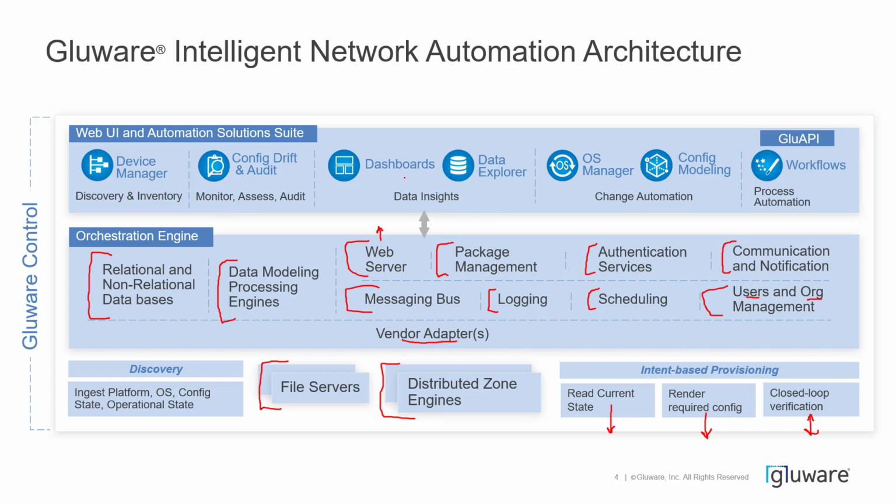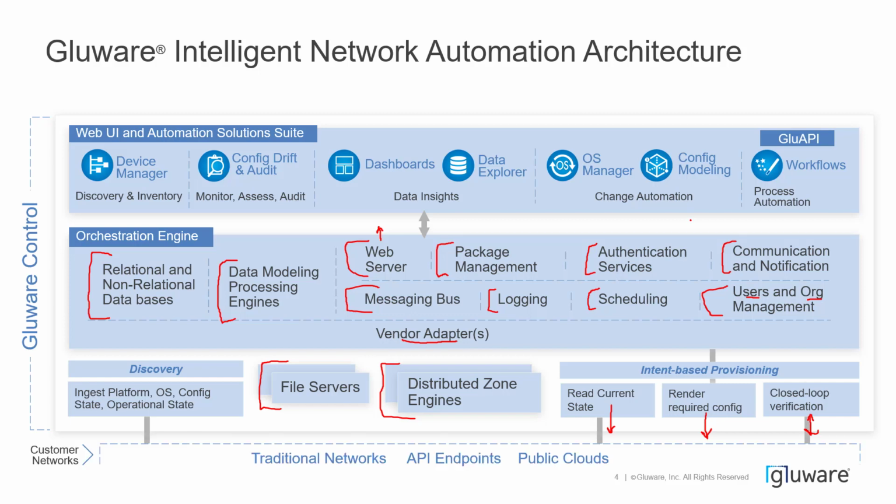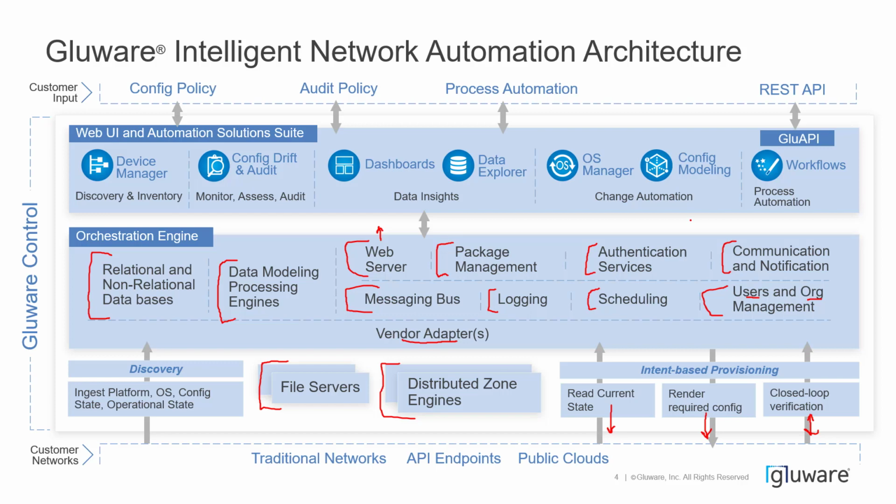Your data insights are provided by the dashboard framework and the new Data Explorer application introduced in Gluware 4.1. You have OS Manager to automate operating system upgrades, config modeling to automate configuration changes, and workflows for process automation. And then we have the Glue API, which is our published REST API. When you want to integrate or work with Gluware programmatically, you'd consume or work through our REST calls into the platform. So let's build this out and just tie in the last piece of it.